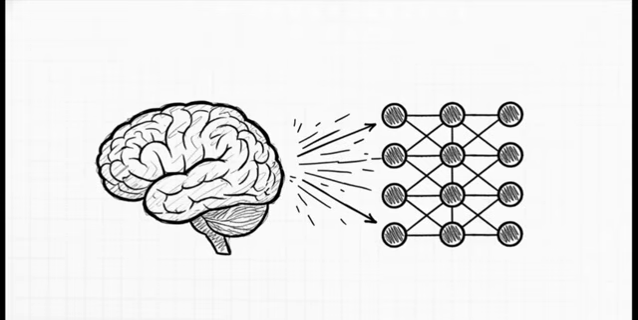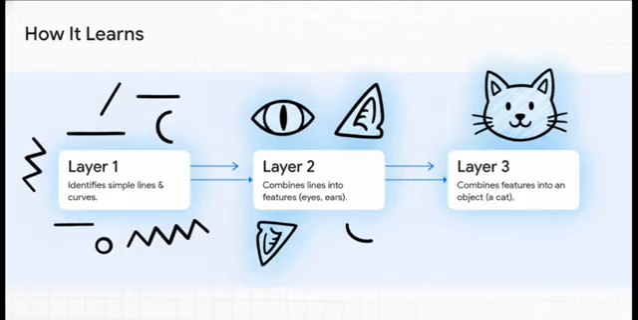The inspiration for this came from the most amazing computer on the planet, our own brains. Deep learning tries to mimic how our neurons are all layered and connected, and how they work together to make sense of the world. So how does this actually work for our cat identifier? Well, imagine it like a factory assembly line. The first layer in this network just sees really simple stuff, like lines, curves, and edges. The next layer takes those simple shapes and starts putting them together, going, hey, that looks like an eye, or that looks like a pointy ear. Then the final layer takes all those features, puts them together, and makes the final call. That's a cat's face. It builds up its understanding, layer by layer.